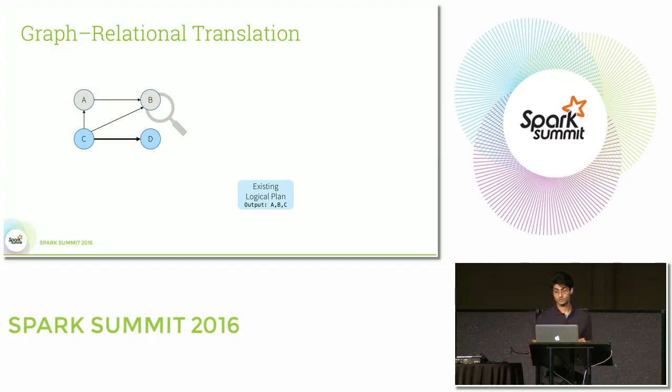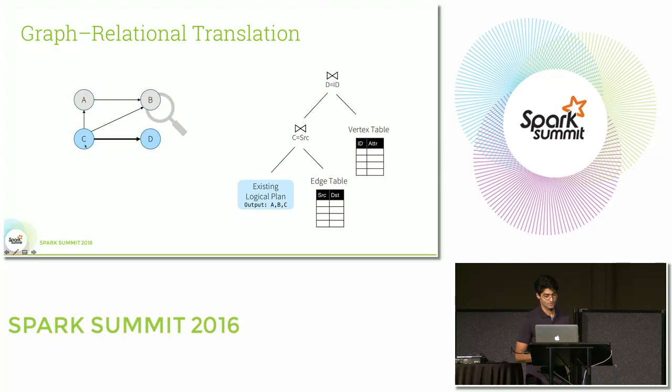To do that, we join in the edge table with the constraint that the common vertex C has to be equal to the source ID of the edge table. And then we've also introduced this new vertex D. So to get the vertex properties of D, we have to join in the vertex table. And again, there's the same constraint.